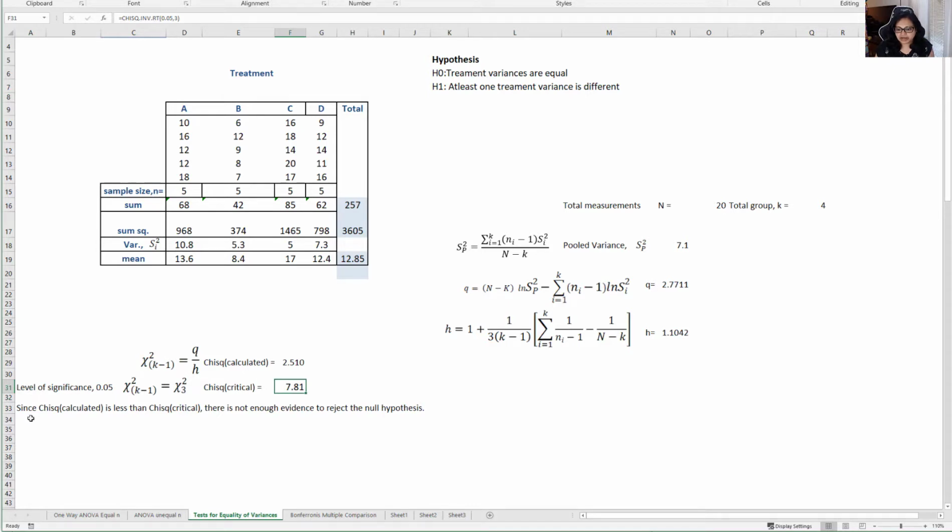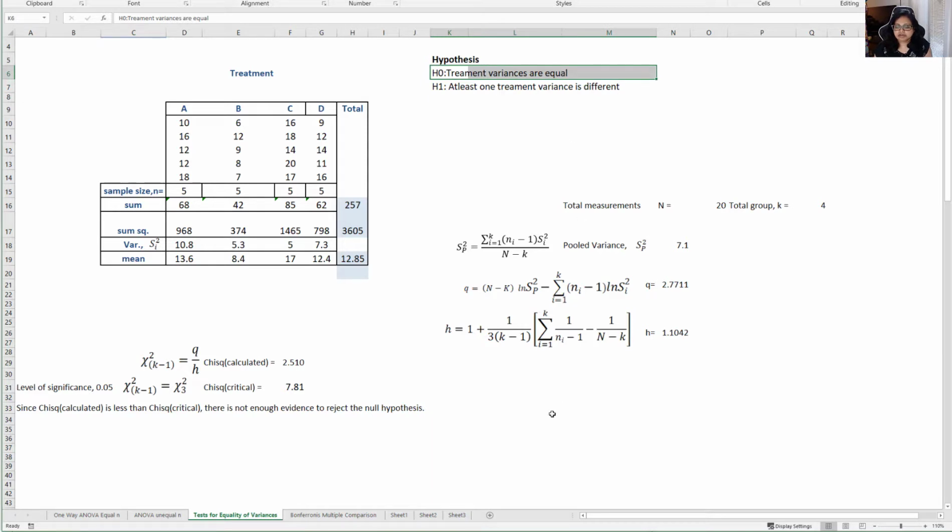And then for the chi-square, you can see that the critical value is larger and the chi-square calculated value is smaller. That means there is not enough evidence to reject the null hypothesis. So you cannot say that they are different. You can say that we cannot say the treatment variances are not equal, sorry. So that means we are going with the null hypothesis.